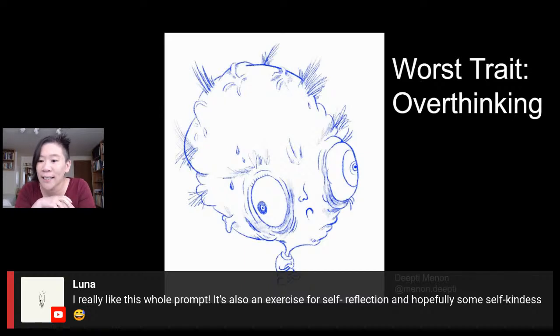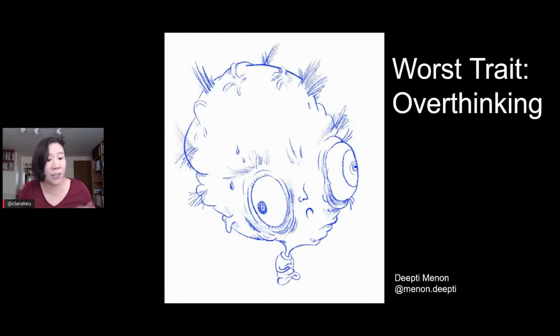Luna says, I like this prompt. It's also an exercise for self-reflection and hopefully some self-kindness. Absolutely. And I think recently, the last 2 art dares have been fairly media-driven. Like we did the body art, we did the abstract art. This is one you really got to think. And of course, the technique is a part of it.